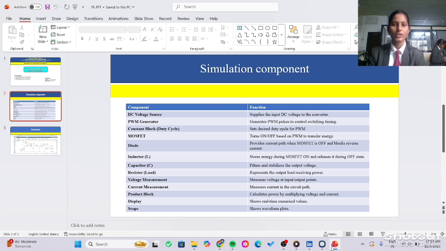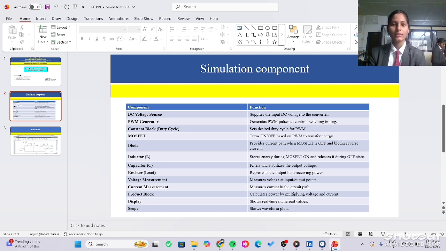These are the simulation components. The DC voltage source supplies the input DC voltage to the converter. Second is the PWM generator. PWM is pulse width modulation. It generates PWM pulses to control the switching timing. The constant block means duty cycle. It sets the desired duty cycle for the PWM.